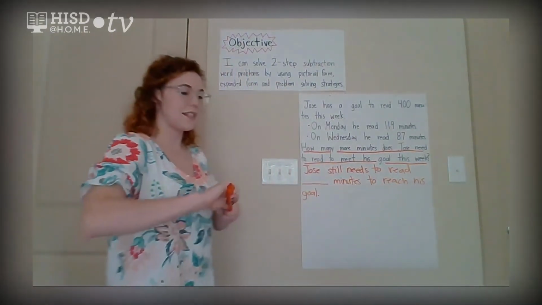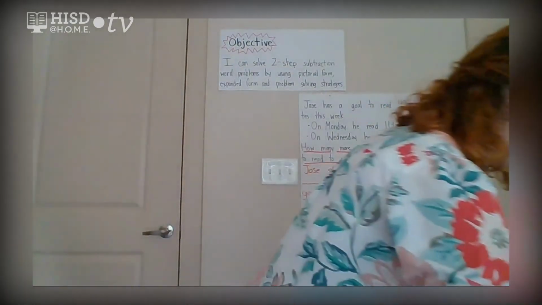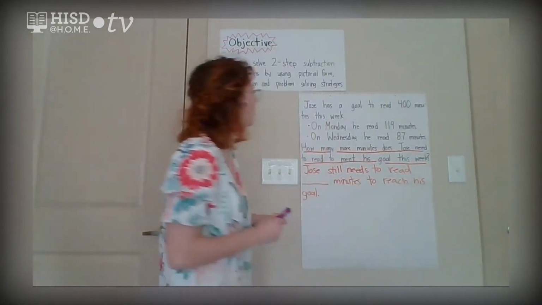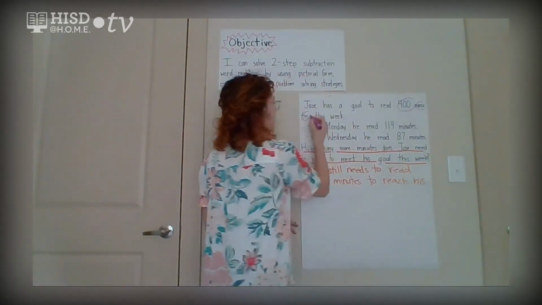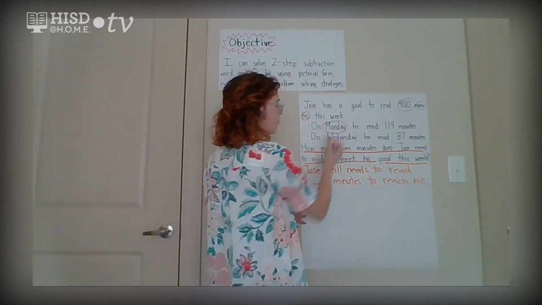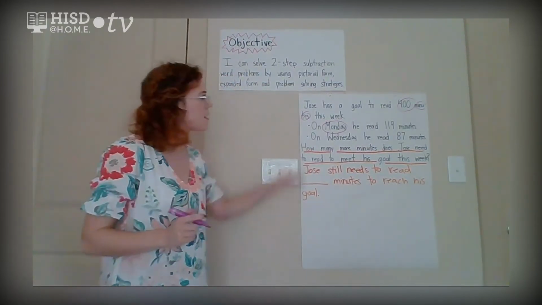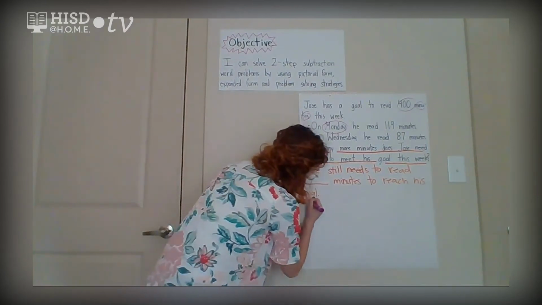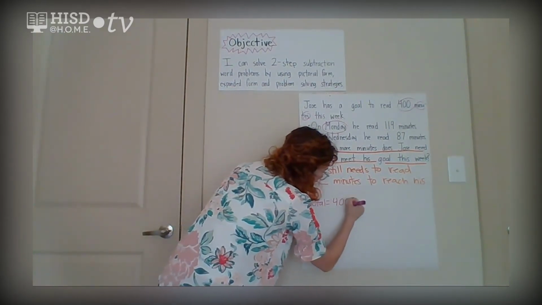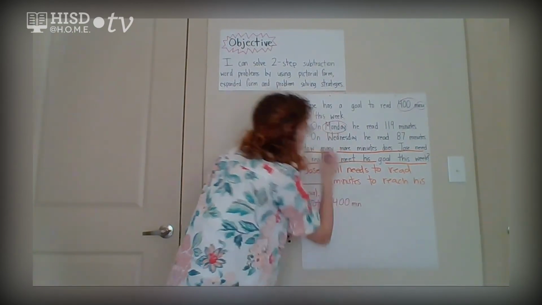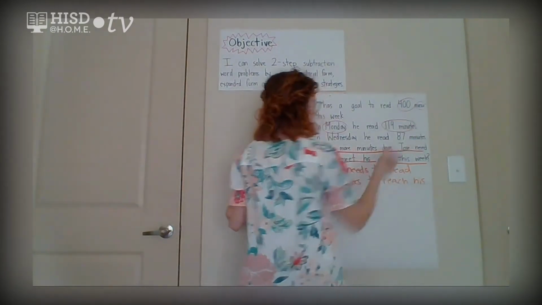Let's read this again, and this time let's get out the important things to help us solve our problem. Jose has a goal to read 400 minutes. So the total amount of minutes he wants to read is 400. So let's just write that. Total, 400 minutes. Monday, he read 119 minutes.